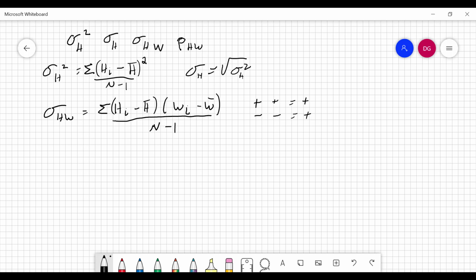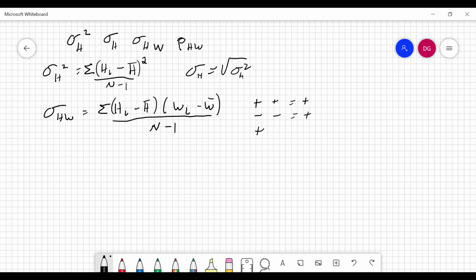And so if it's the case that you are taller than average and also heavier than average, or you are shorter than average and also lighter than average, if that's always the case, then I'm going to get a big series of positive numbers, and I'm going to sum them up and I'm going to get a big positive covariance.